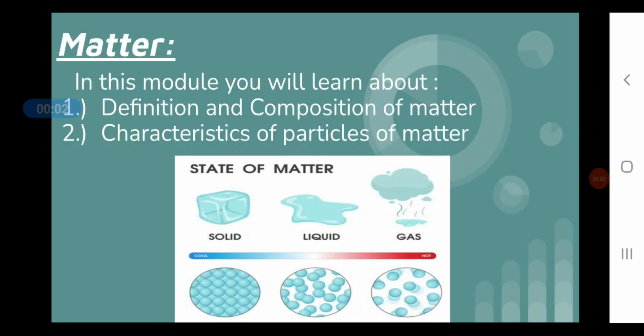Good morning, children. You have already started with your first chapter in physics, that is, matter. In this module, you will learn about the definition, composition, and the characteristics of the particles of matter.